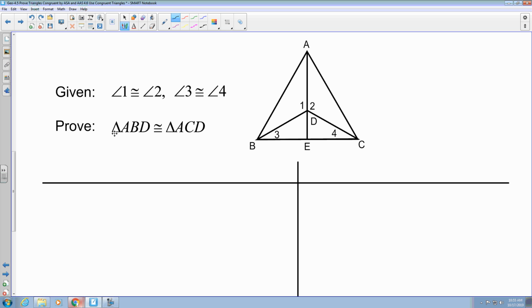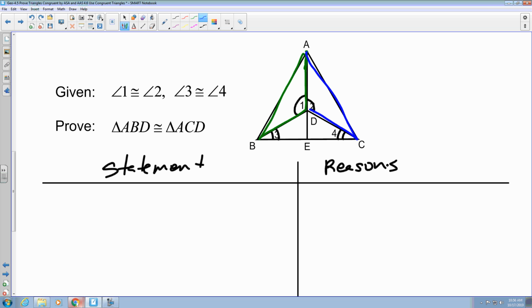All right, so we have this triangle here in question. They're telling us that angle 1 is congruent to angle 2, and angle 3 is congruent to angle 4. So I'm just writing those in. They want us to prove that A, B, D, so this triangle here, is going to be congruent to A, C, D, which is right here.